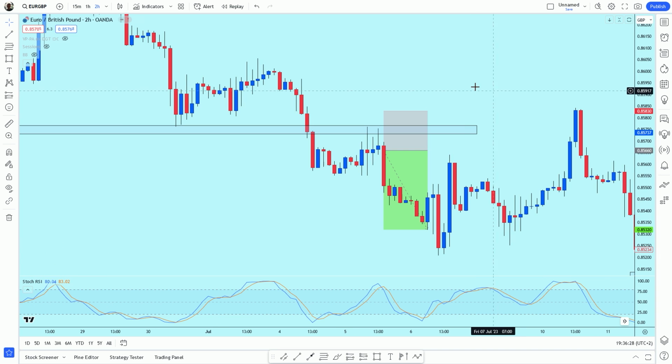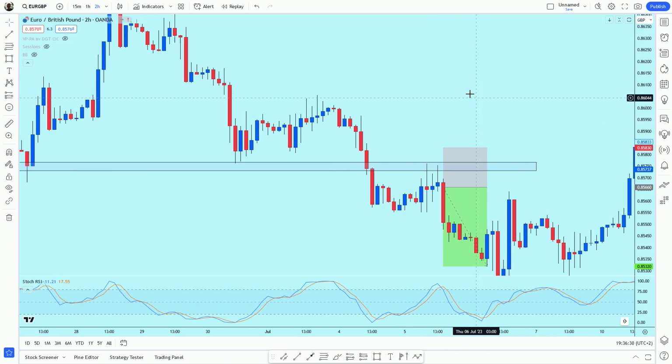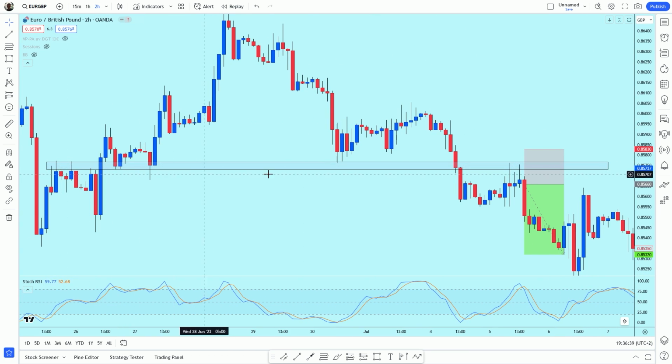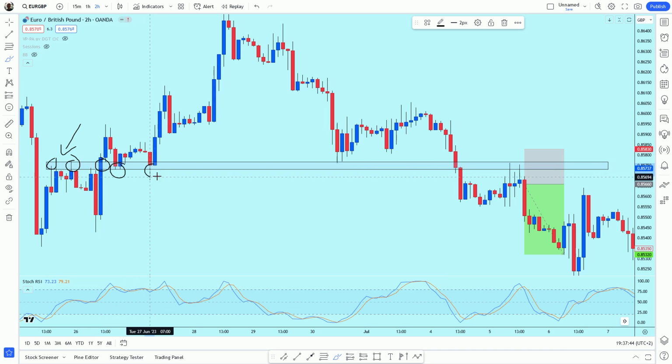This is a Euro British Pound trade, and you will see that my analysis is very similar to the previous one. This is the 2-hour time frame, and we can see this significant zone here. The reason why this is a significant zone is because here price acted as a resistance twice and then broke it, and then acted as a support here, here and here. Price eventually broke this zone again.